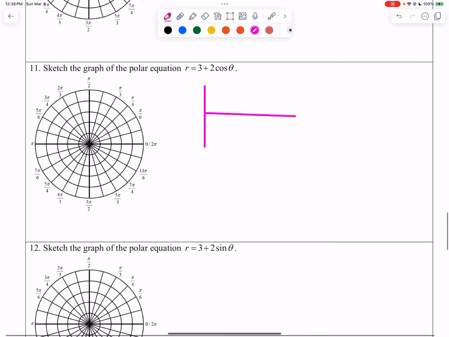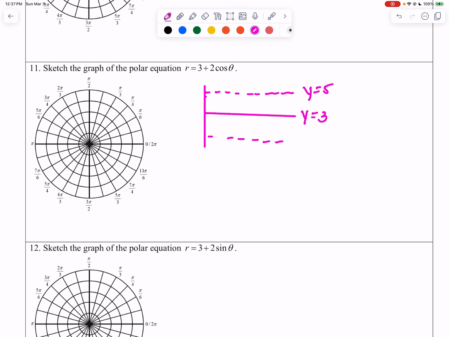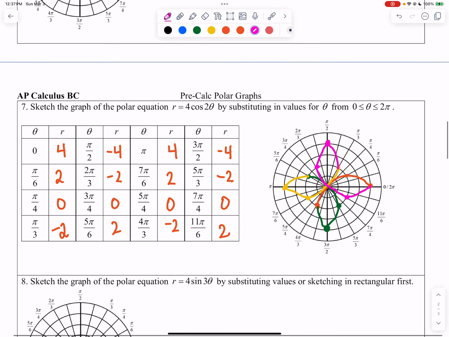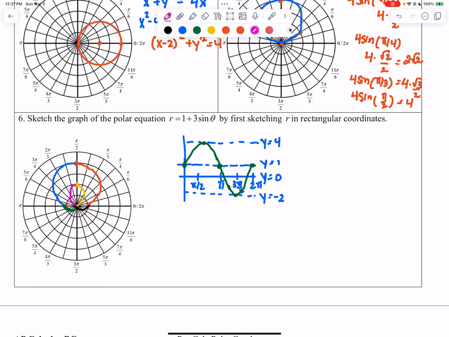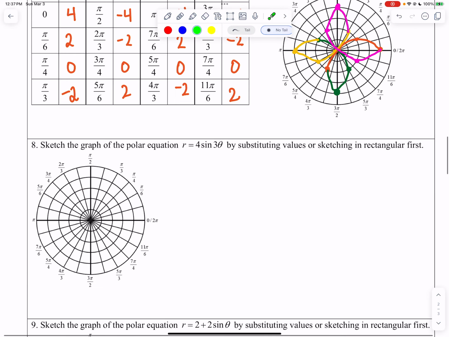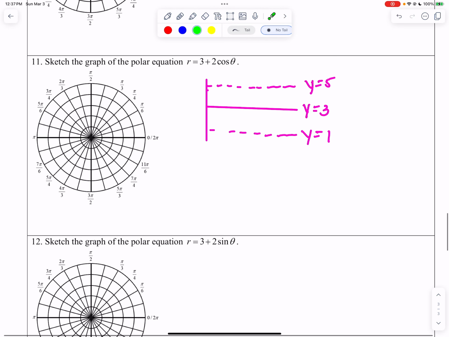Okay, so with 3 plus 2 cosine of theta, I have a midline at 3, a max at 5, and then a minimum at 1. Notice how we're not going to have any negatives here, so unlike number 6 here, we're not going to be doing the opposite here. So whenever it says increasing and decreasing, we actually mean that it's increasing and decreasing. 2 pi, pi over 2, and 3 pi over 2.